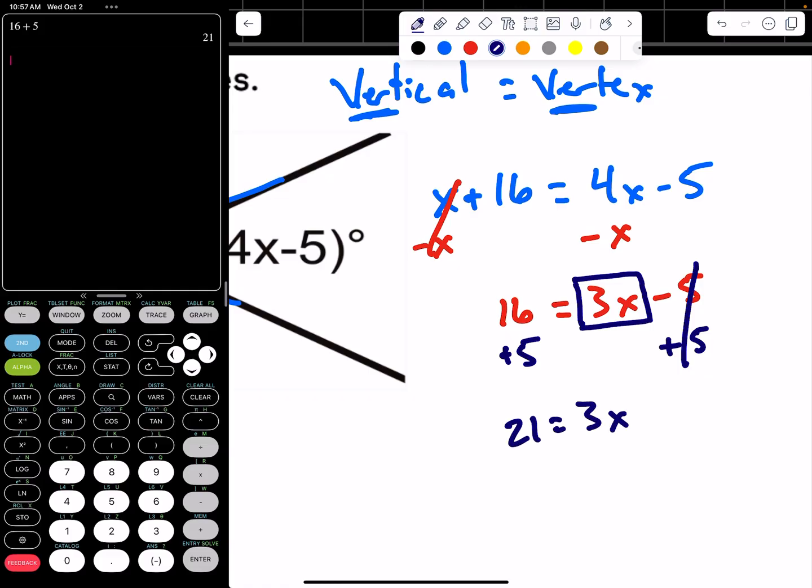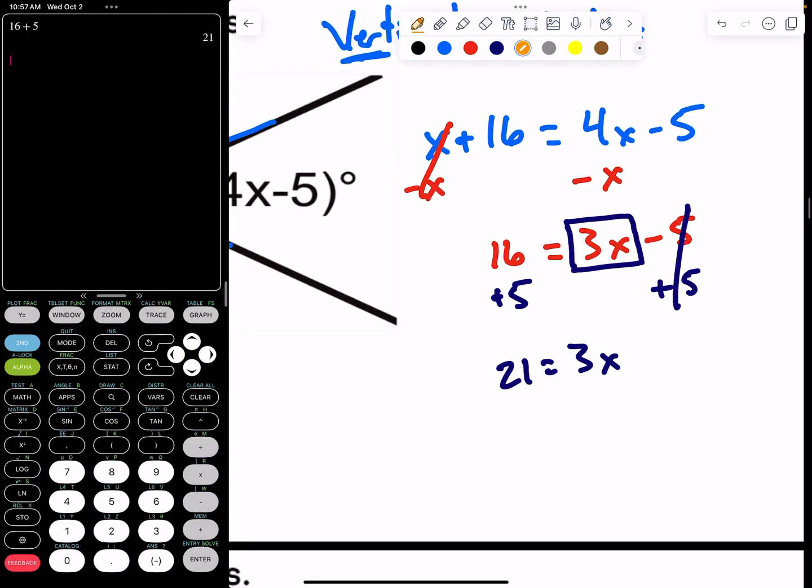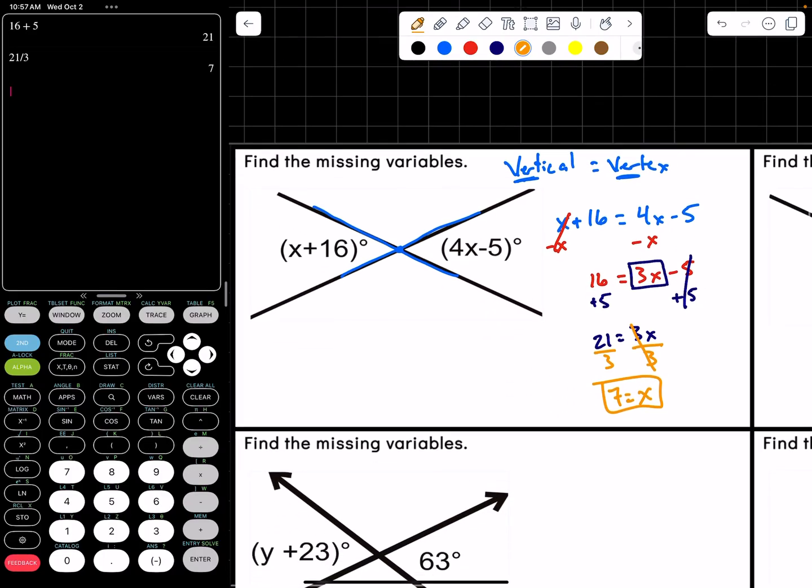And now the inverse operation I need to use here to get rid of multiplication is division. And I know, of course, 21 divided by 3 is 7. So my missing variable has been solved for. x equals 7.